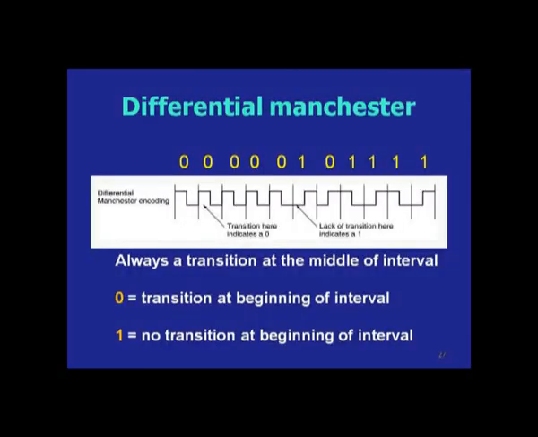The only disadvantage that the Manchester and the differential Manchester encodings have is that they require twice the baud rate as the bit rate, because there will be 2 transitions that you have for every bit that is encoded. That is the only disadvantage. Otherwise these are 2 very popular encoding schemes.